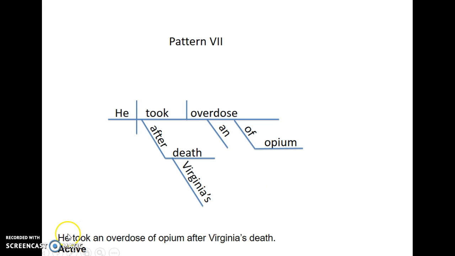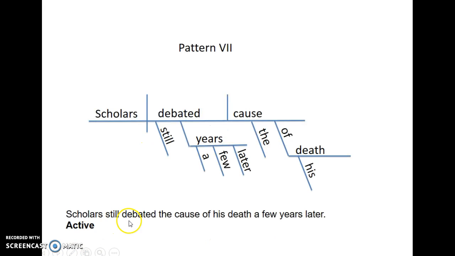He took, subject, verb. He took what? An overdose is the direct object here. He took overdose, subject, action verb, direct object. Our 2 modifiers, we have an article and a prepositional phrase clarifying what that overdose was. And after Virginia's death is a prepositional phrase answering the question when, functioning as an adverb, so it goes below the verb. Pattern 7 on that one.